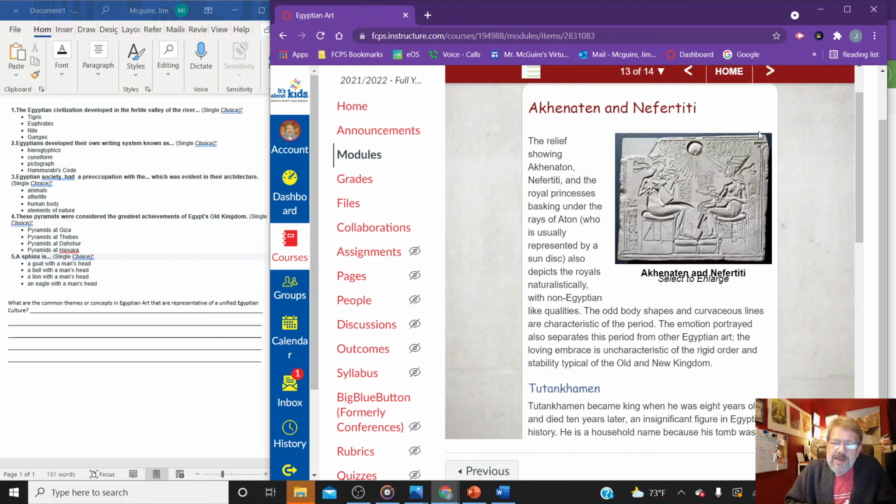Nefertiti, Akhenaten, I think is how you pronounce that. A relief showing Akhenaten and Nefertiti and the royal princesses basking under the rays of Aton, who is usually represented by a sun disk, also depicts the royals naturalistically, with non-Egyptian-like qualities.